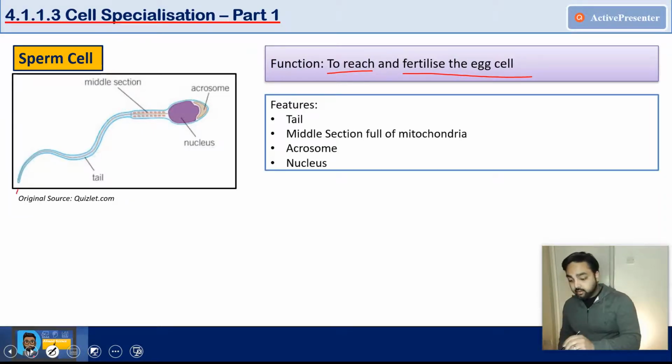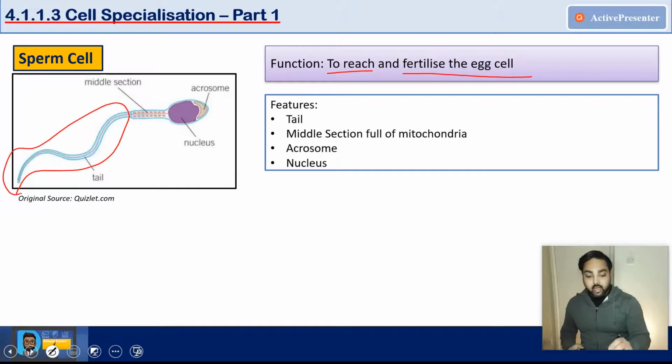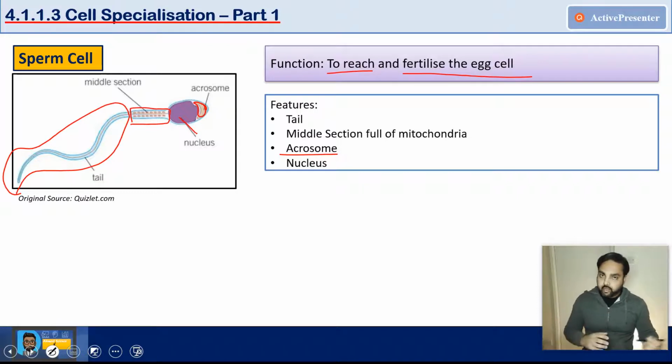It's got a tail. It's got a middle section which is full of mitochondria, which make it really useful because mitochondria is where respiration takes place. It's got acrosomes, which are digestive enzymes, in the front, and it's got a nucleus which carries the genetic material from the father of the offspring. Okay, so far so good.